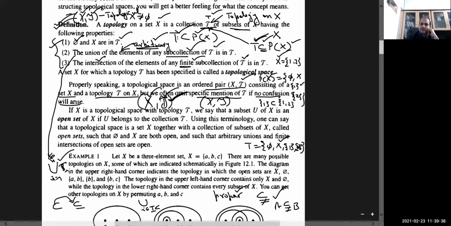ठीक है? And once it's a topology, once it satisfies all these three conditions, then every member of the set T is said to be open, is assumed to be open.